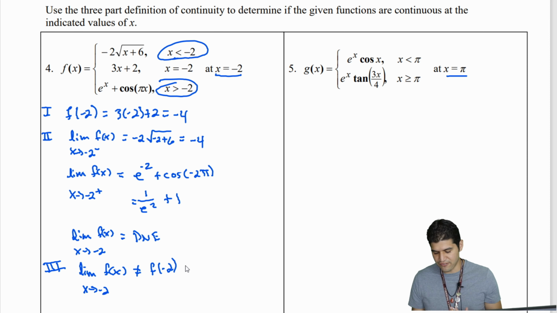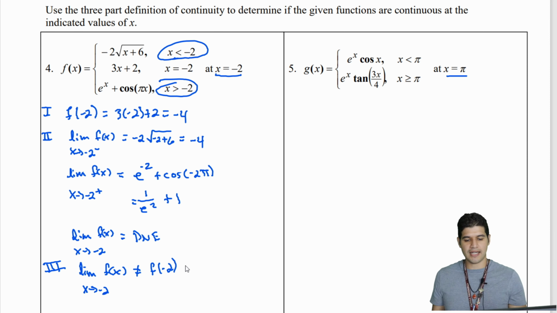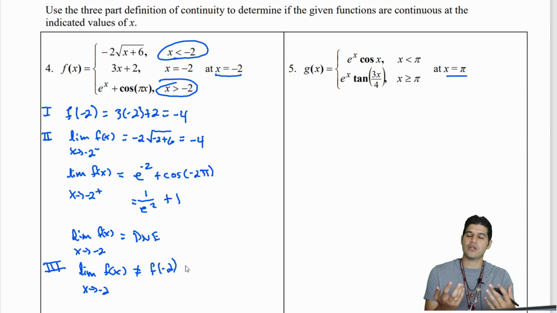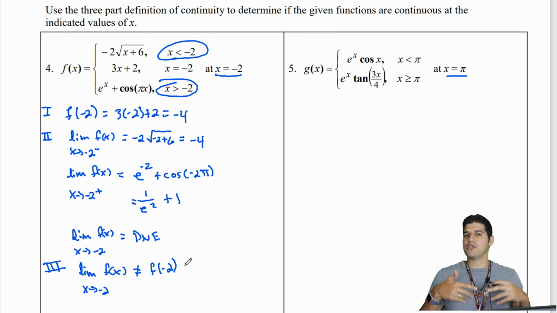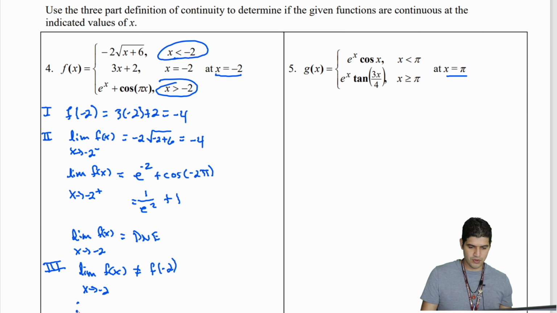So what does that say for us? Well, like last time in our previous graphical problems, we're going to say the exact same thing, that the function is not continuous at that point. And now we didn't even have to look at a graph in this case. So therefore, f of x is not continuous at x equal to -2.